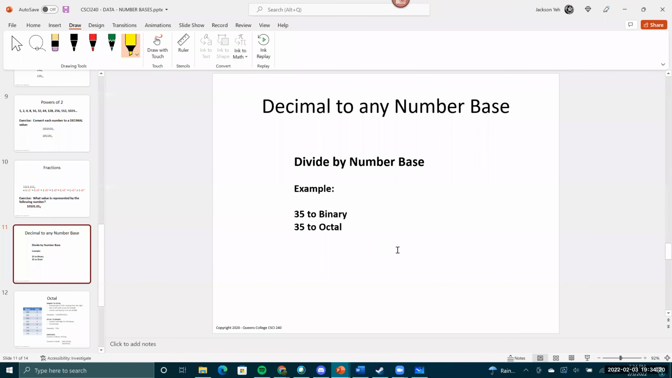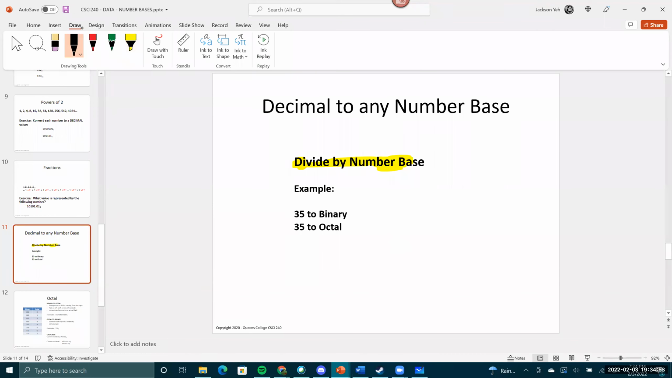Okay, so now let's start doing things in the other direction. What if I start out with a decimal number and I want to convert it to a number base other than 10? Say I want two examples here. I have 35, I want to convert to binary, and I also want to do it to octal. To convert decimal to any number base, you use a method called divide by n, or divide by number base. So if binary is base 2, that means I want to divide by 2. Here's how you do it.